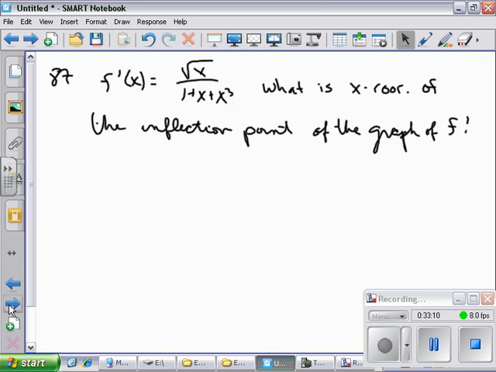Nice. All right. 87, they give you the first derivative, and they want the x-coordinate of the point of inflection. To find it from the first derivative, we could find the maximum of this, but I've been told that when you graph this, it's hard to see the maximums. So the other way would be to find out when the second derivative changes sign. So we're actually going to have the calculator graph the second derivative. We're not going to figure it out ourselves.